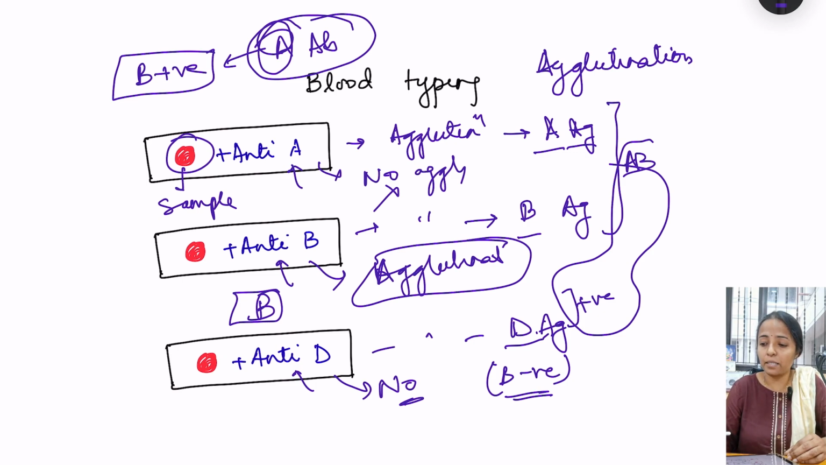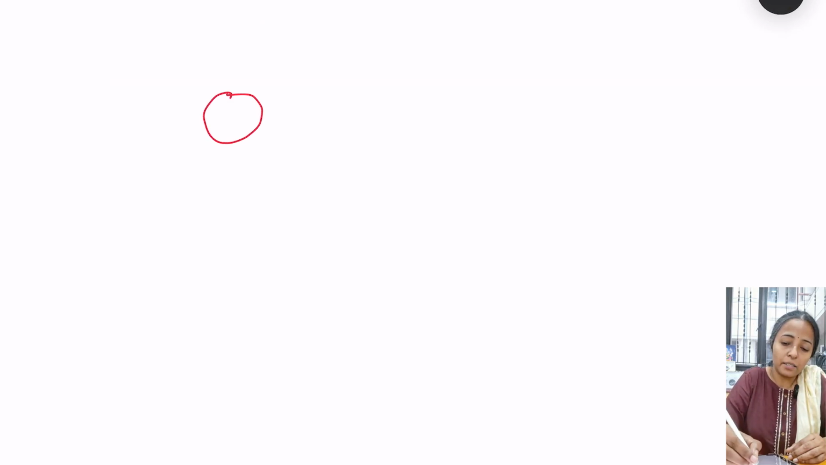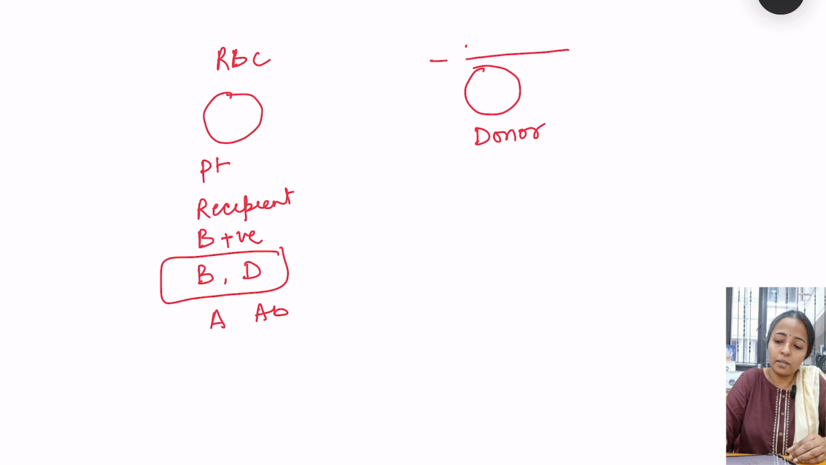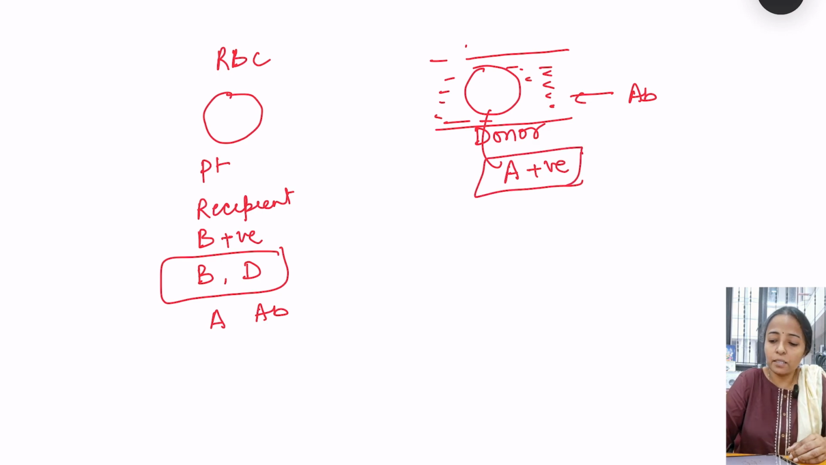We'll take some examples. Say suppose this is the RBC of the person, of the patient. We will call him the recipient, right? And as I said, it is B positive. So B antigen is present and D antigen is present and A antibodies are present. Now suppose a donor is there whose RBC is this. Okay, so this is the donor RBCs, and there will be plasma also, since we are transfusing blood, right? So in plasma there will be antibodies. Say suppose I give the person A positive blood. That means in the donor, A antigen is present and antibody B is present.